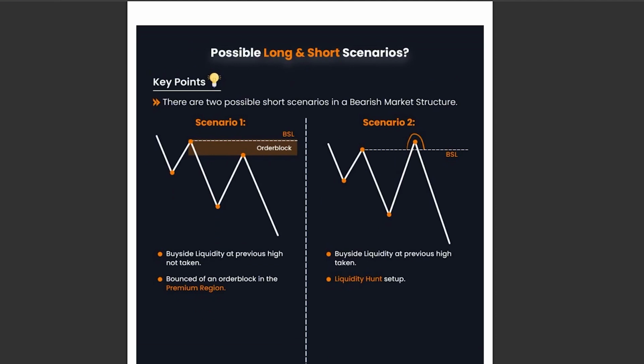Now let's look at possible short scenarios using market structure. Similar to the long scenarios, there are two possible short scenarios. First scenario is that price comes into a higher time frame order block, doesn't take the buy side liquidity and drops to the lower side. A thing to remember here is that the order block should be in a premium area. Second scenario of shorting is that price comes and takes out this high, takes out the buy side liquidity and then reduces to taking the lower low.